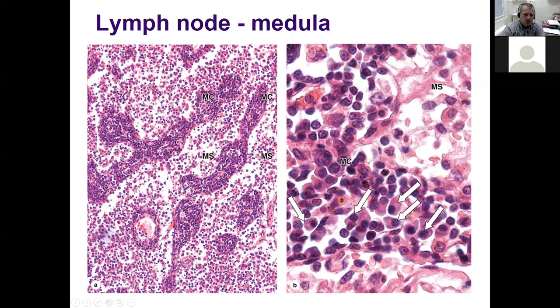Again, large medullary sinuses. And I hope you recognize these cells in the medulla with the large cytoplasm and eccentric position of the nucleus. So these are plasma cells. We know that the medullary region is populated mainly by B lymphocytes, so these are those that differentiate from the B lymphocytes, the plasma cells. Okay.